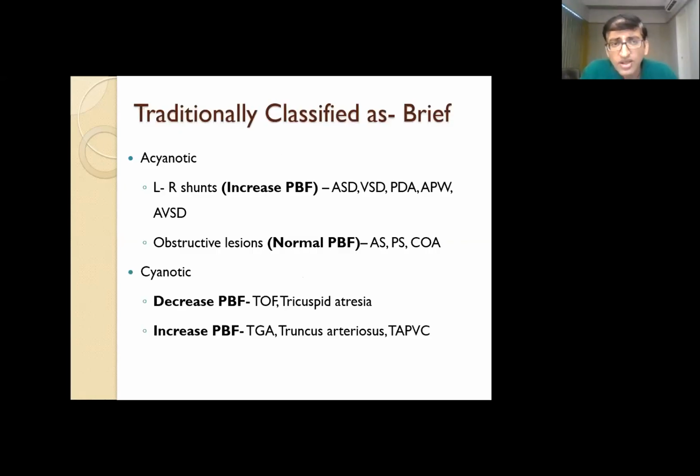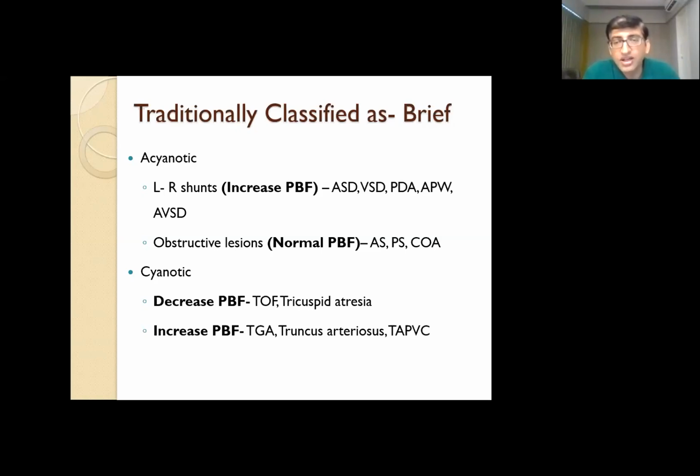Traditionally, congenital heart disease is classified as acyanotic heart disease and cyanotic heart disease. Acyanotic heart disease is further classified based on pulmonary blood flow, whether it is increased, normal, or decreased. Further classification is into left to right shunt and obstructive lesions. We will focus only on the acyanotic category in today's lecture, where we will be discussing how you will be able to reach the diagnosis of each and every lesion which I mentioned in the table.